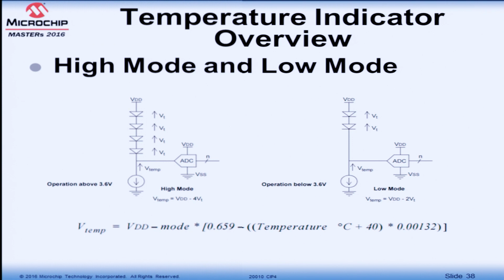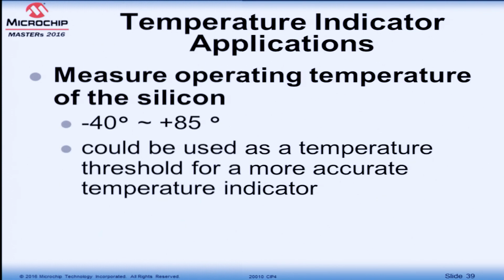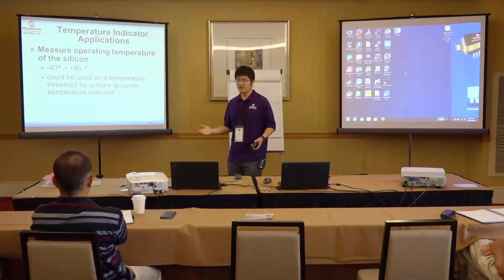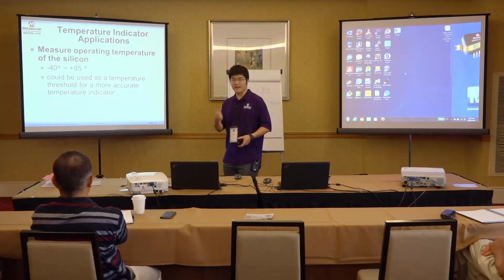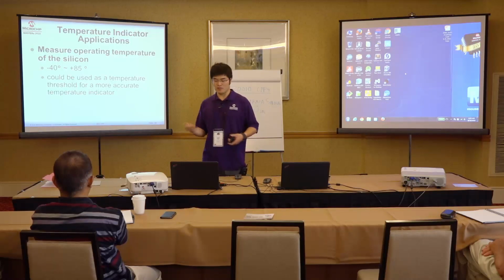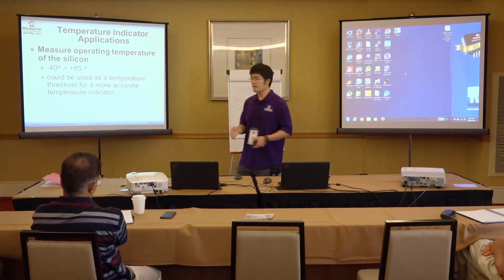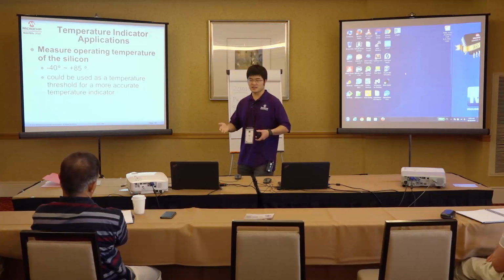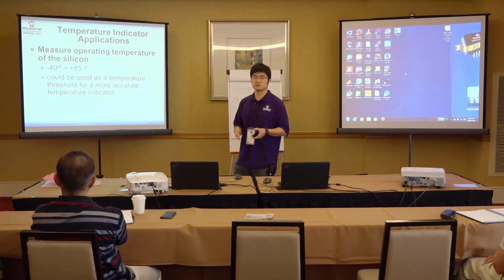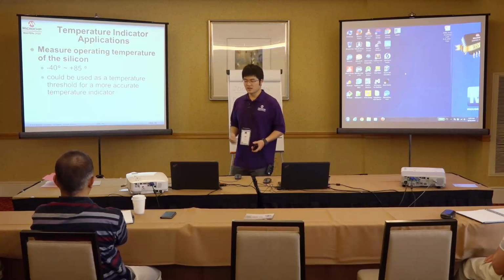So this is the temperature indicator. So what can we do with it? Well, we usually use it to measure the operating temperature of the silicon. So it's in die. It does not measure the ambient temperature. It can go from -40 to +85 Celsius. Because again, it is using the junction voltage threshold, it is not that accurate, but it can be used as a temperature threshold for a more accurate temperature indicator if you want. But this is in the silicon, and you can use it as an inexpensive solution if you don't really need that accurate temperature sensing.